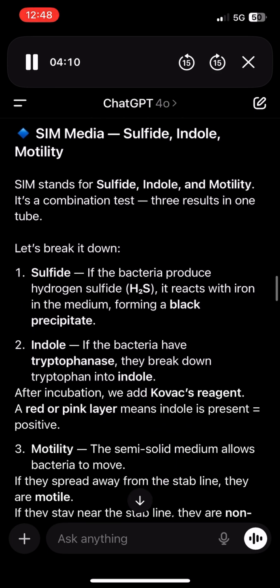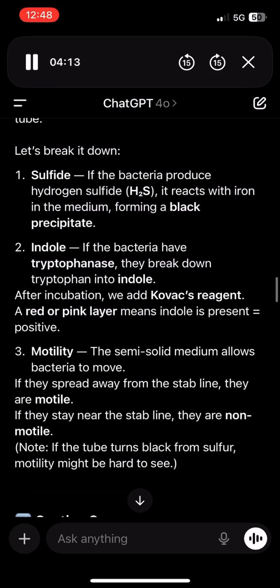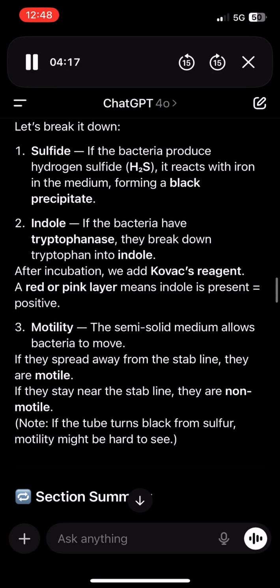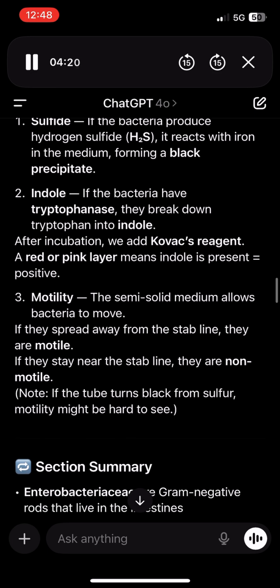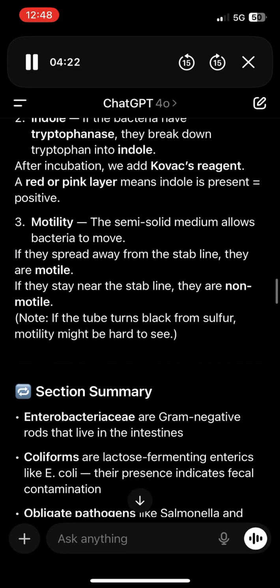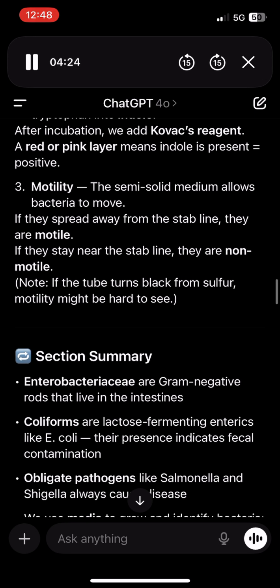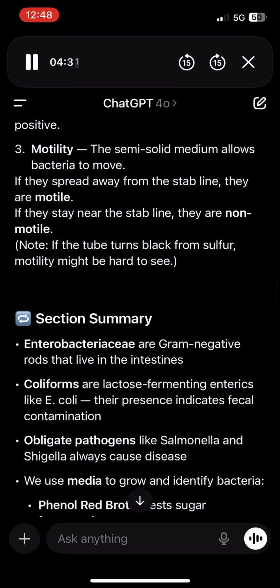2, indole. If the bacteria have tryptophanase, they break down tryptophan into indole. After incubation, we add Kovacs reagent. A red or pink layer means indole is present, equals positive. 3, motility. The semi-solid medium allows bacteria to move. If they spread away from the stab line, they are motile. If they stay near the stab line, they are non-motile. Note, if the tube turns black from sulfur, motility might be hard to see.